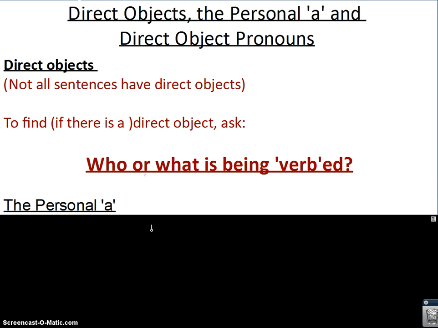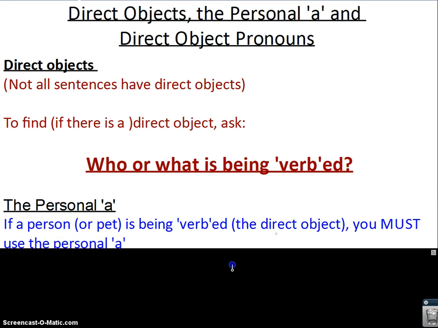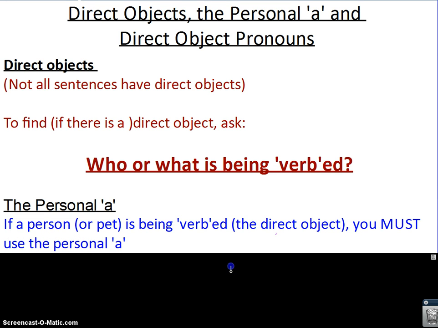Let's talk about this personal a real quick. When to use it. If a person or a pet is being verbed, like in my examples, cut or read. Of course, I would hope that a person wouldn't be cut, but anyway, if you have a person or pet being verbed, like helped or listened to or something like that, that makes them the direct object. You must use the personal a.